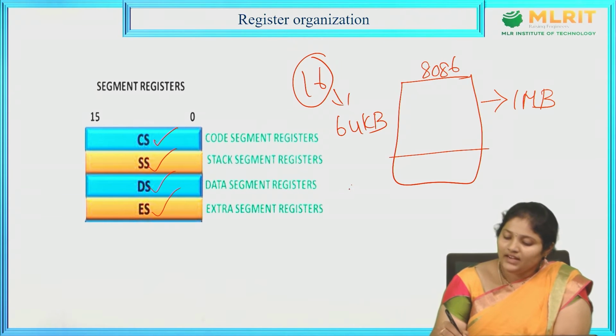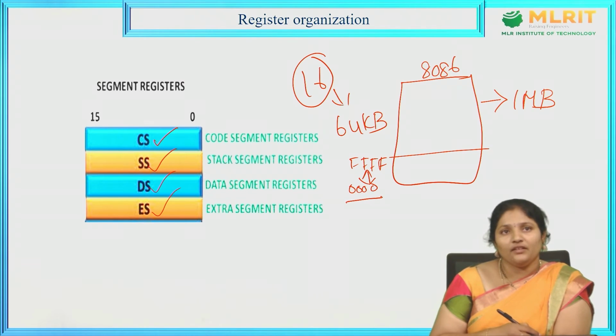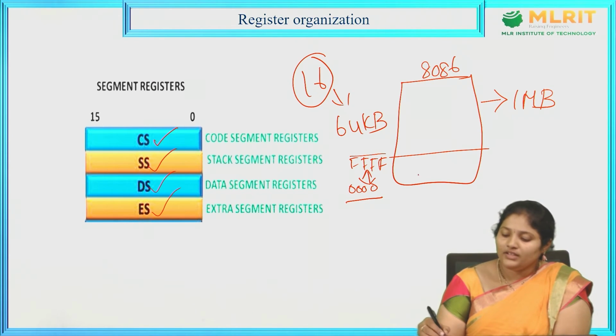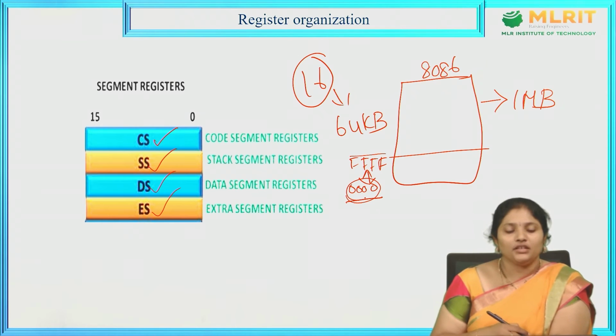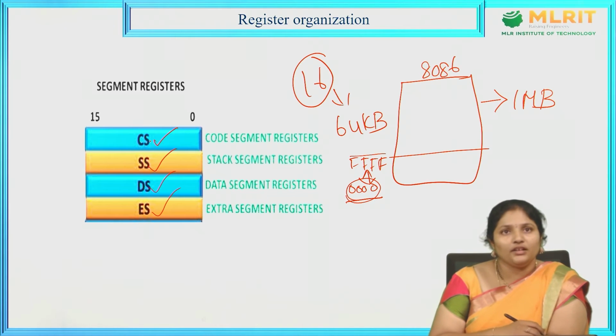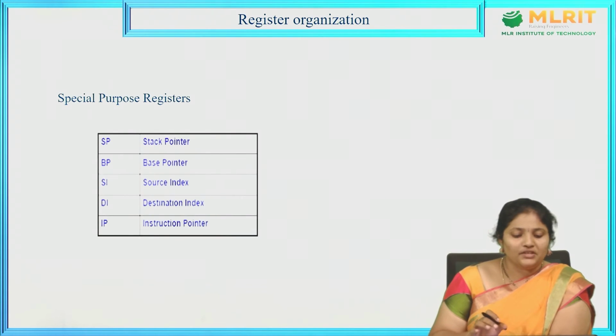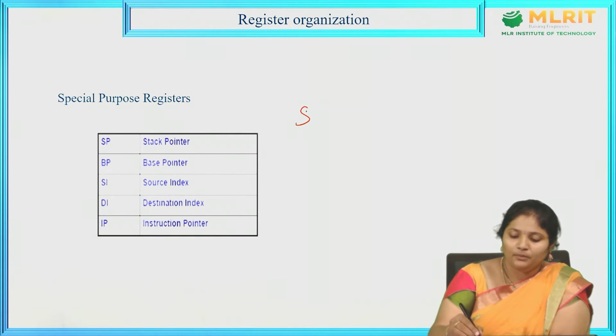To hold the starting address of that particular 64 KB segment, where the minimum address would be four zeros and the maximum would be four Fs, we use the segment registers. CS is used to hold the segment address of the code segment, SS for the stack segment, DS for the data segment, and ES for the extra segment. Coming to the special purpose registers, SP and BP.